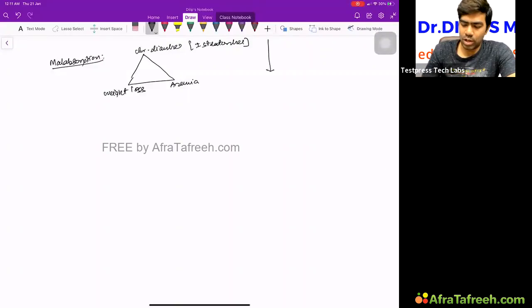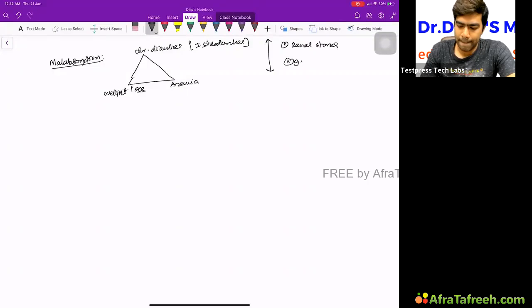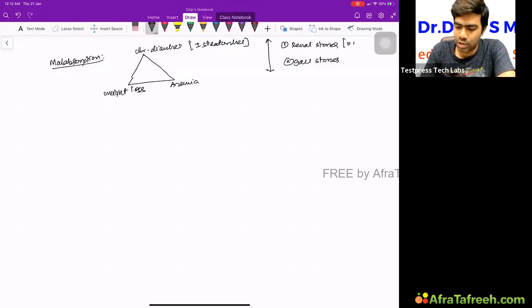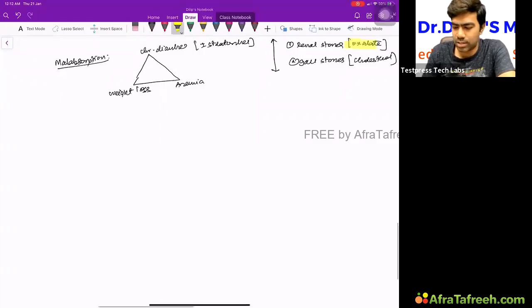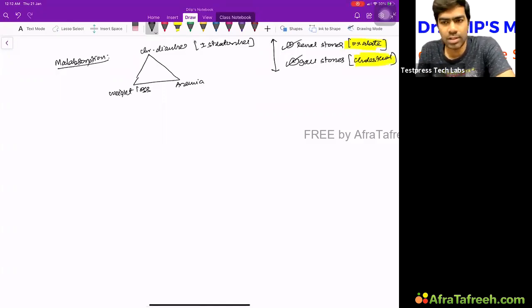And there are two important complications that you might get in association with malabsorption. One is renal stones, and second is gallstones. Renal stones will typically be made of oxalate. In general, the risk of getting oxalate renal stones is high with malabsorption. And the second one is cholesterol gallstones. This is something you need to know, very, very commonly asked in exams. Right now, I don't know whether they will ask or not, but in 2015 to 20, I can tell multiple questions that came in this area. So in malabsorption, the typical renal stones are oxalate stones, and the typical gallstones are cholesterol stones in the gallbladder.